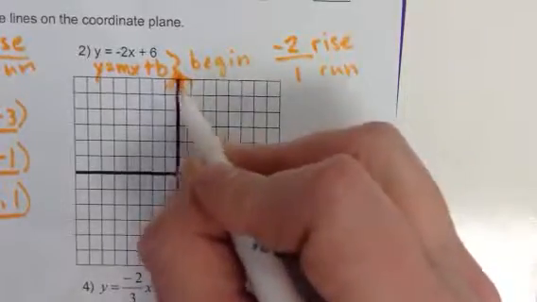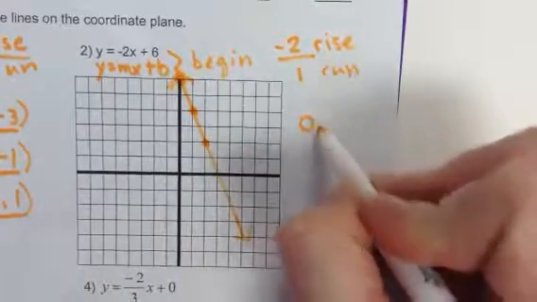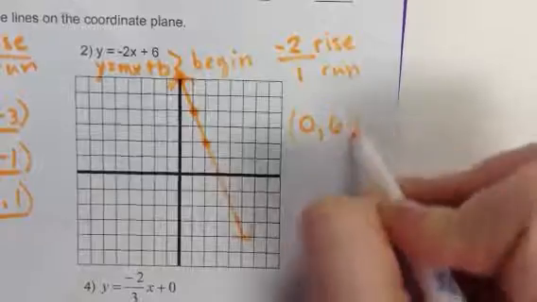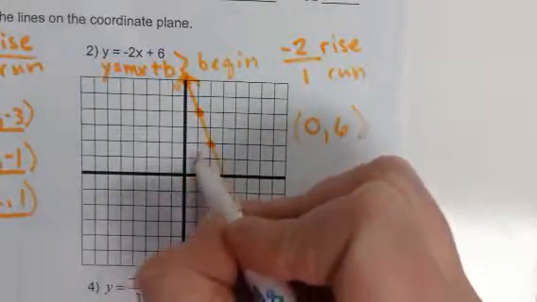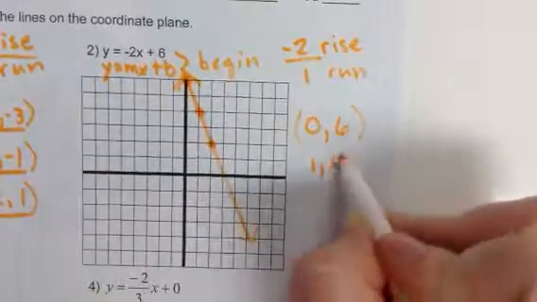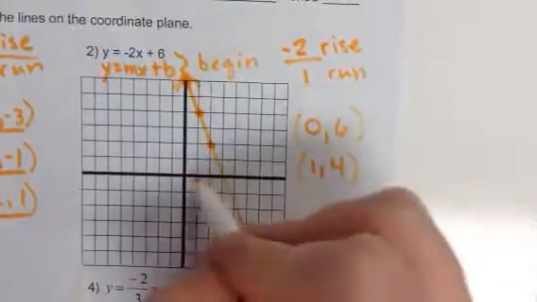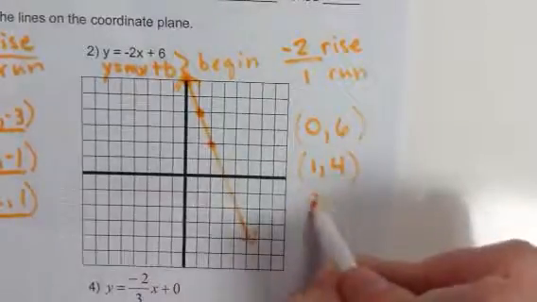So that first one, that was the y-intercept, 0, 6. Put up my high heel. Yes. My next point was at 1, and then 1, 2, 3, 4. My last point was at 2, 2.